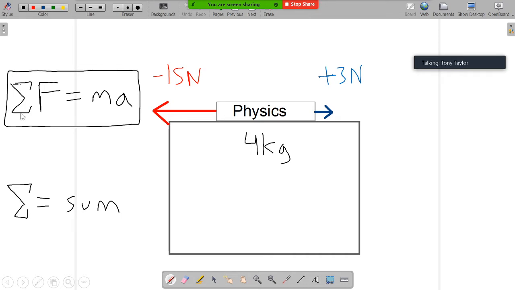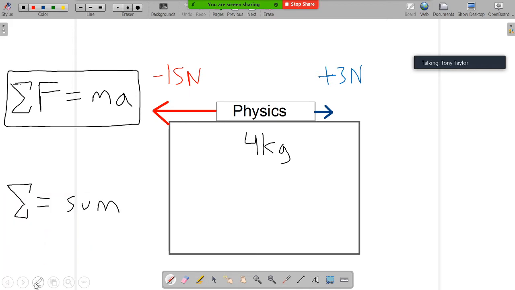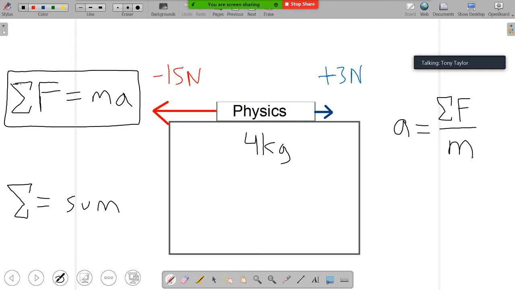So this means sum. Sigma stands for sum. If I wanted to take this equation and rearrange it and solve for acceleration, this is what I would get. Newton's second law says acceleration is equal to the sum of your forces divided by your object's mass. So let us look at this particular situation right here.